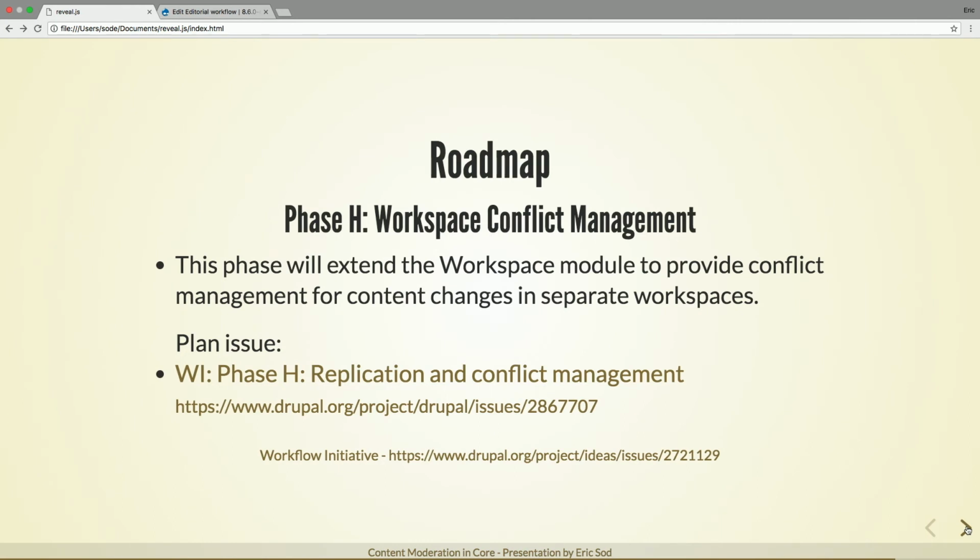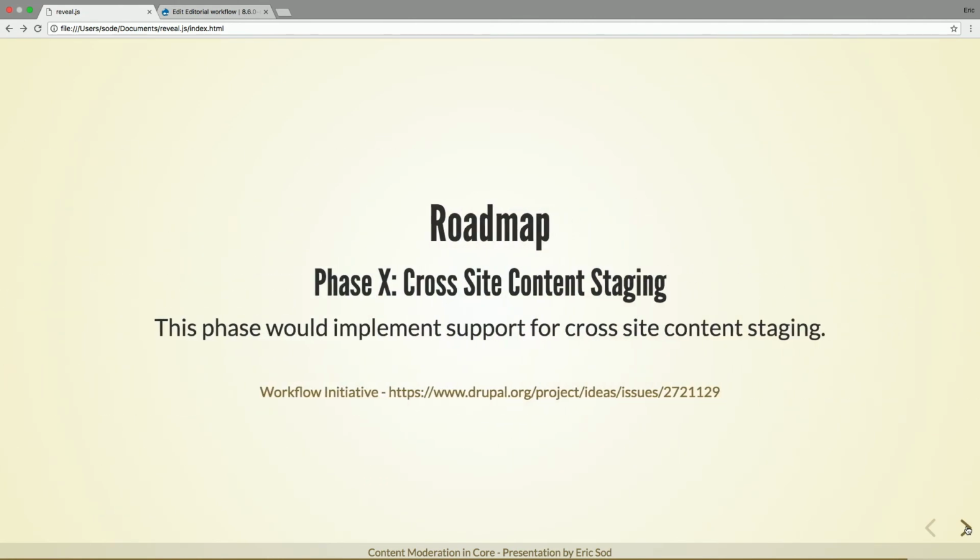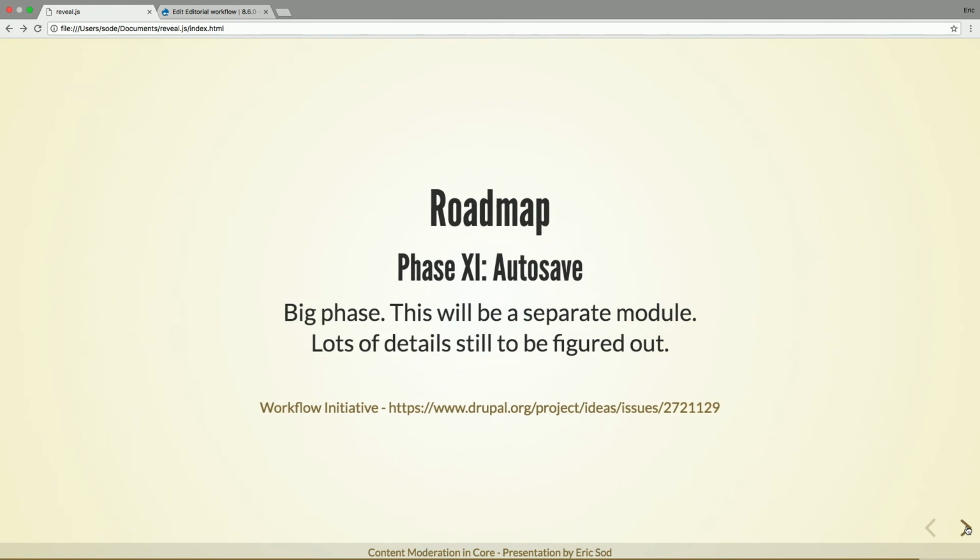Here's another part of the roadmap: workspace conflict resolution. This would be when two users are working on the same piece of content, right? How do you resolve that? Okay. Cross-site content staging. This phase would implement support for cross-site content staging. That's what the deploy module does. We put all our content on dev, we push it up to test, we push it up to production. Right? Cool stuff. This is all what we're trying to do.